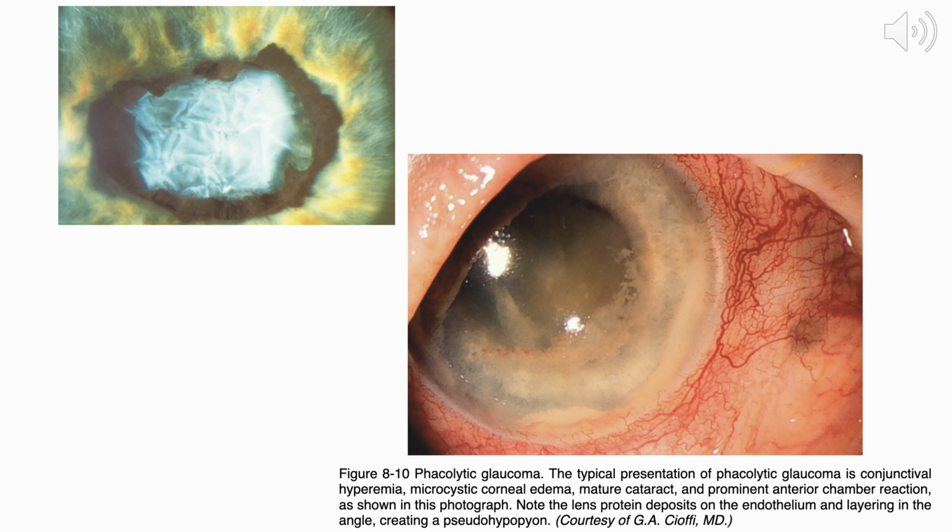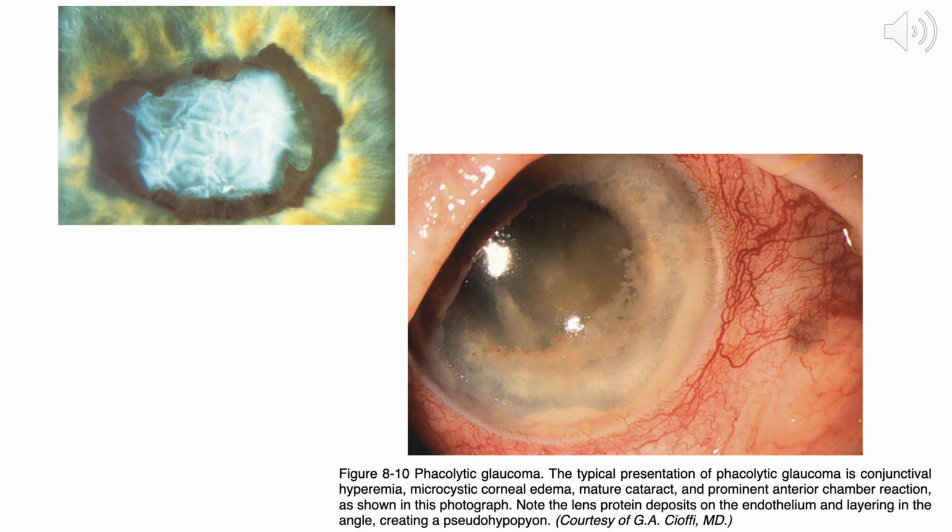These images depict classic findings in phacolytic glaucoma. The smaller image shows a hypermature cataract, with the lens cortex liquefied and the capsule appearing wrinkled and irregular. The larger image illustrates the acute presentation, with marked conjunctival hyperemia, microcystic corneal edema, and a dense anterior chamber reaction.